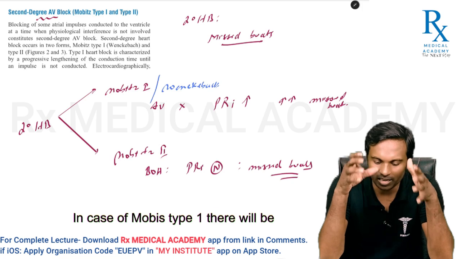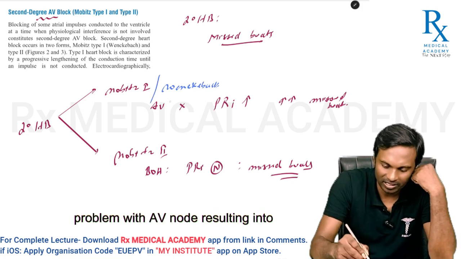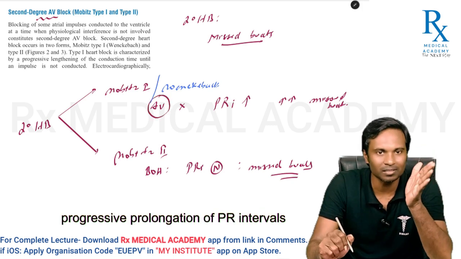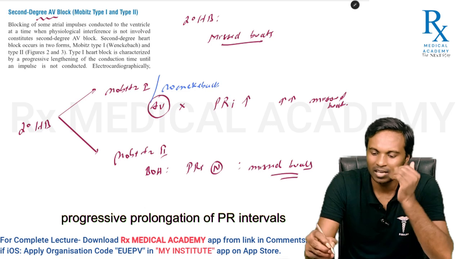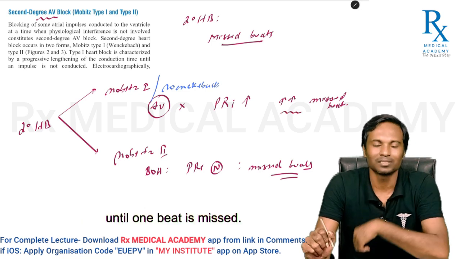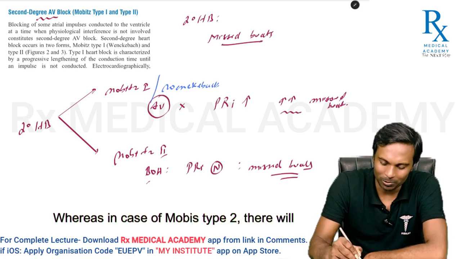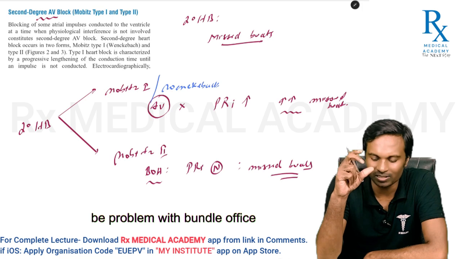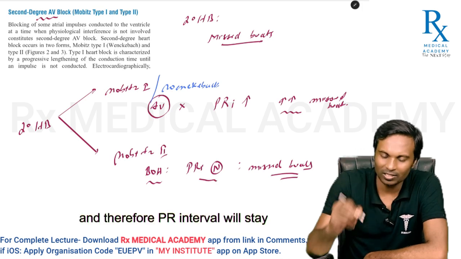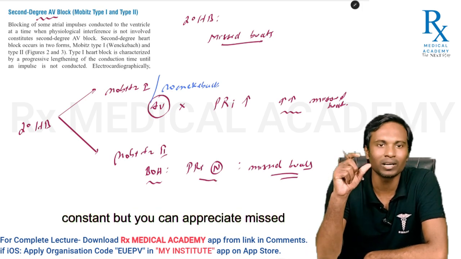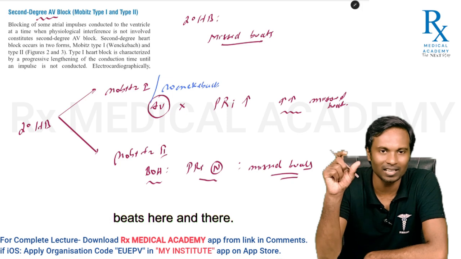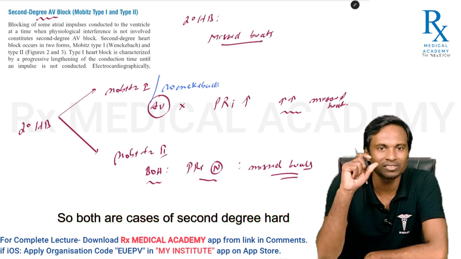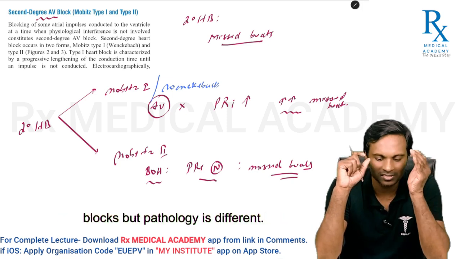In case of Mobitz type 1, there will be problem with the AV node resulting into progressive prolongation of PR intervals until one beat is missed. Whereas in case of Mobitz type 2, there will be problem with the bundle of His and therefore PR interval will stay constant, but you can appreciate missed beats here and there. So both are cases of second degree heart blocks, but pathology is different.